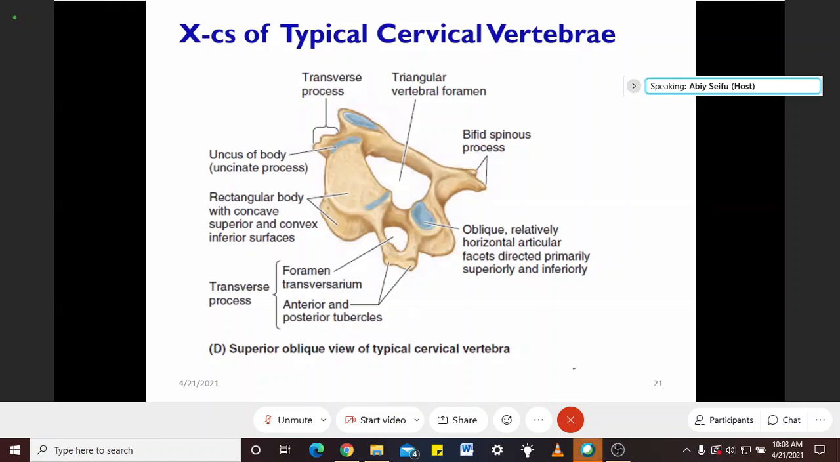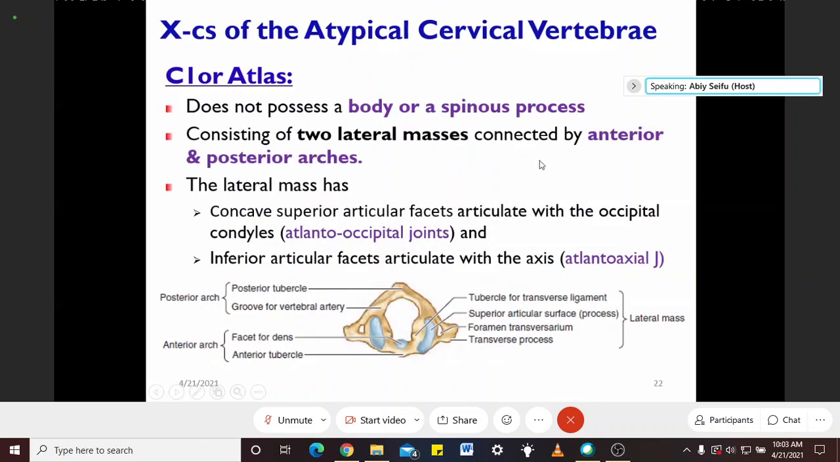Now let's continue to the atypical ones. That means vertebrae 1, 2, and the 7th are categorized under atypical. For instance, the C1, also called atlas, has no body at all. There is no body in the atlas, so it is categorized under atypical because it misses the body. And there is no spinous process as well on the C1.